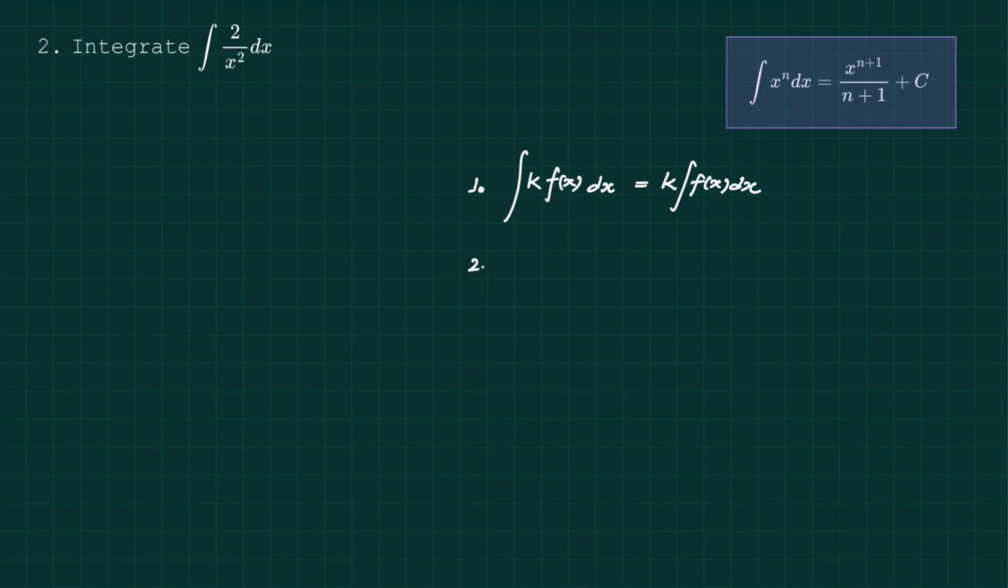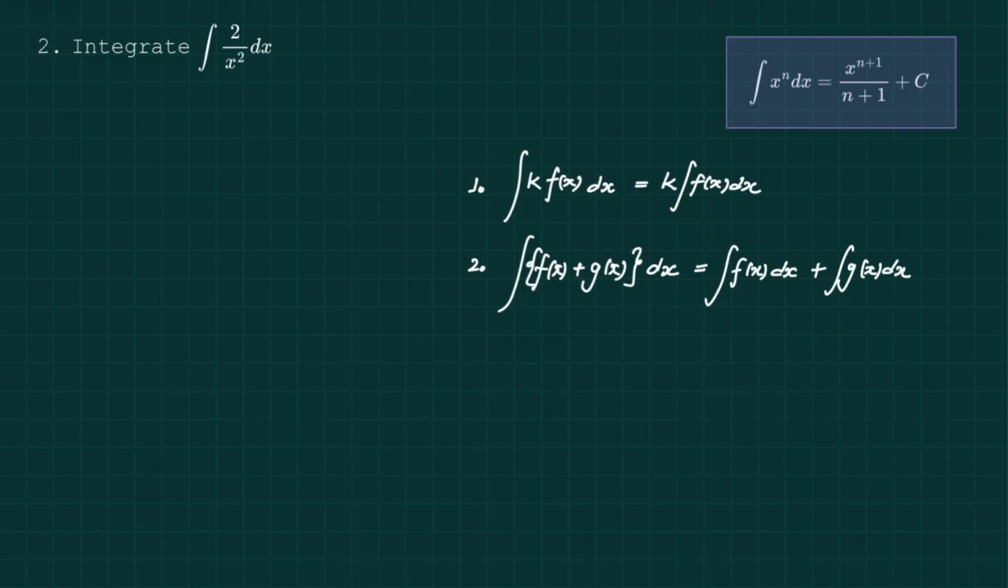And let me write property number 2 also. If there are two functions of x, let us say f(x) and g(x), and if they are getting added, and if I have to integrate this function, then the integration can be distributed to individual functions like this. So integration of f(x) dx plus integration of g(x) dx. These two properties you have to remember.